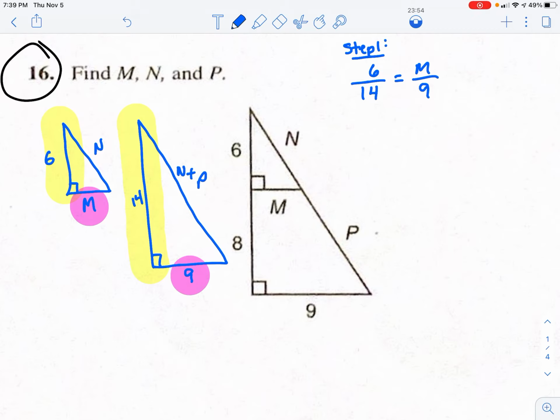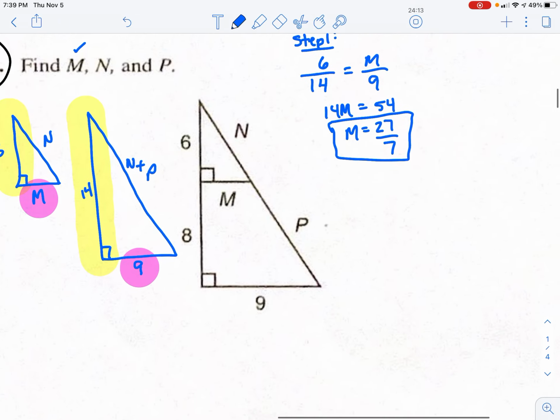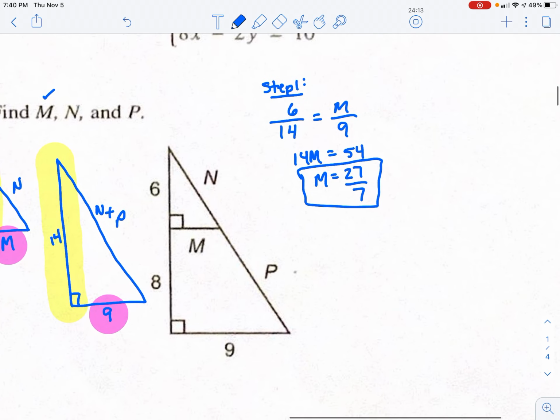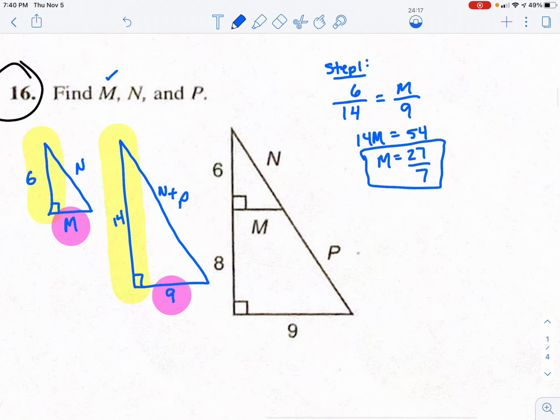Now I can solve this thing by doing cross products. And when you do that, you're going to end up with M equals 27 over 7. Okay, so that's M. I'm going to box that in. That's one of the answers. Step 2, I guess I'll go below it here, and I'll do it in a different color. We'll use green.